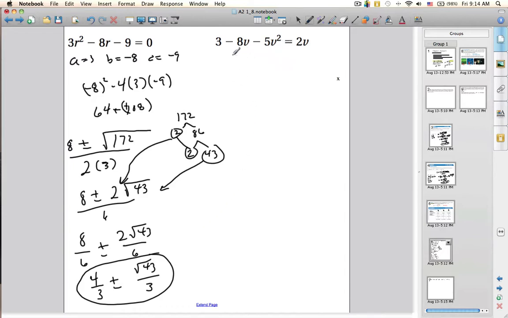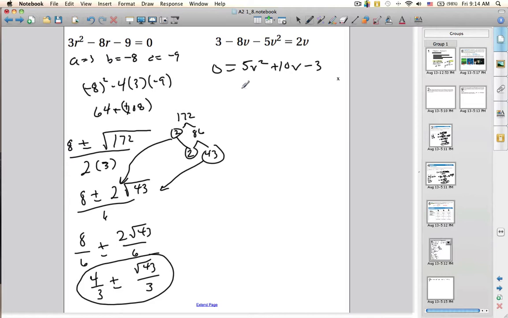Continuing on with this problem, this one's a little different in that it's not in standard form, so I'd like to put it in standard form. And if I have the option, I'd normally like my leading coefficient to be positive, so I'm going to move all of these guys to the other side. So I'm going to add, it's going to end up equaling 0, so I'm going to add 5v squared, and I'll get 5v squared. I'm going to add 8v, 8v plus 2v is 10v, and I'm going to subtract 3.